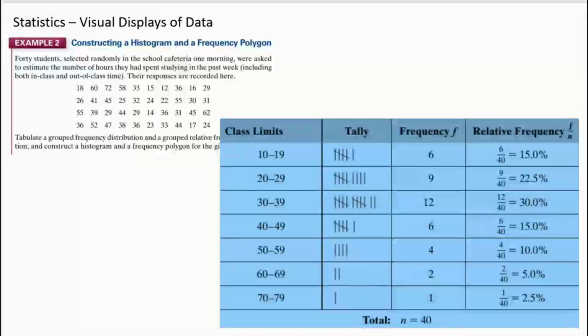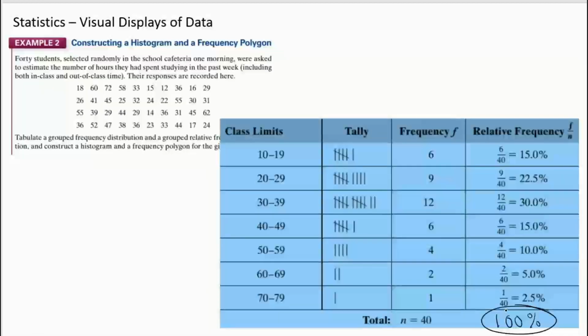100%, right? So this should always add to 100%. There is a possibility due to rounding you could be off just a little bit, but normally, even with rounding, it's going to work out to 100%. So check those two things before you do anything.